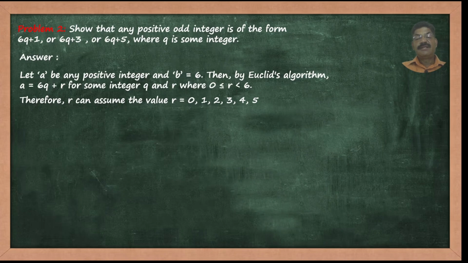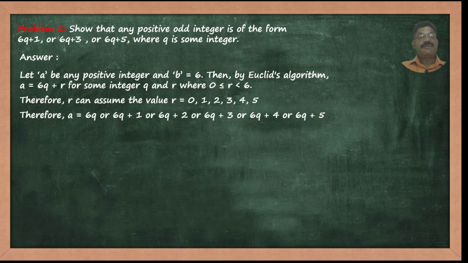R can assume either 0 or 1 or 2 or 3 or 4 or 5. Therefore, I can write A like this. A is equal to 6Q or 6Q plus 1 or 6Q plus 2 or 6Q plus 3 or 6Q plus 4 or 6Q plus 5.